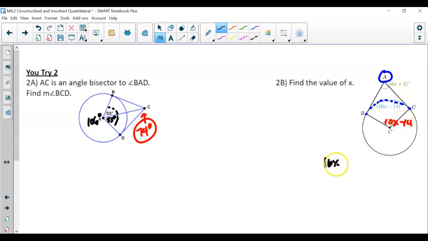So 16x minus 12 is equal to 180. And solve your two-step: add 12, divide by 16, and you get x is equal to 12. And that's all we're solving for here in this case.